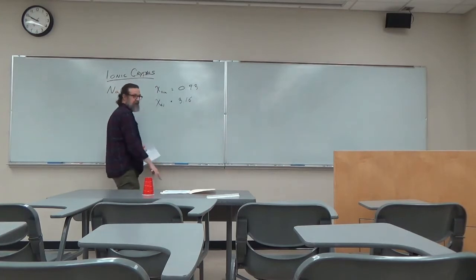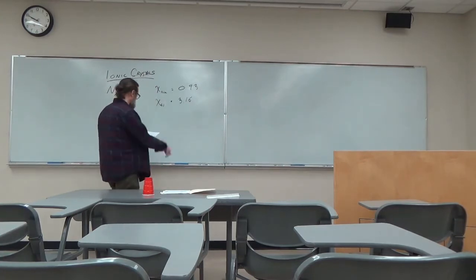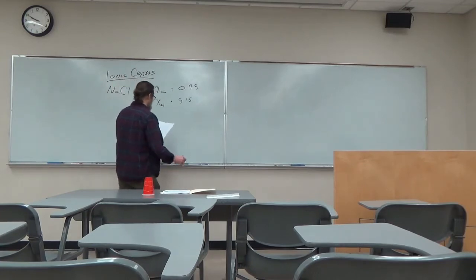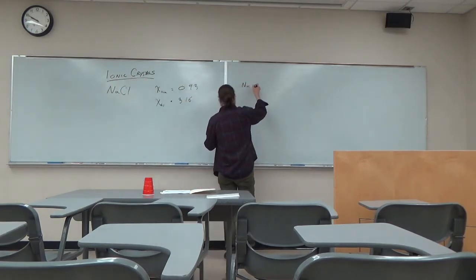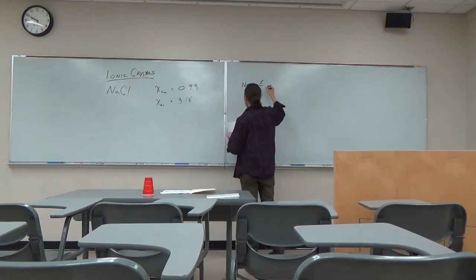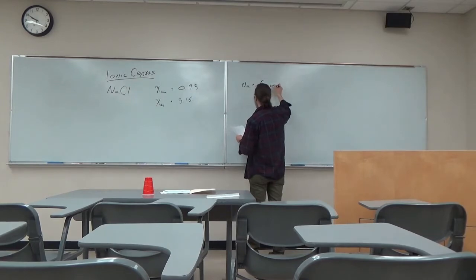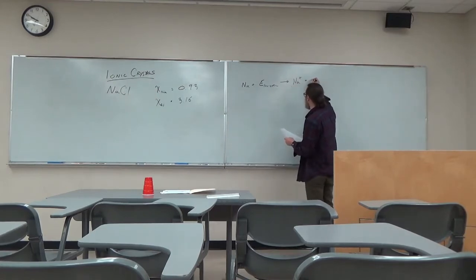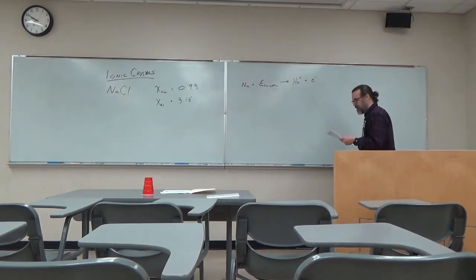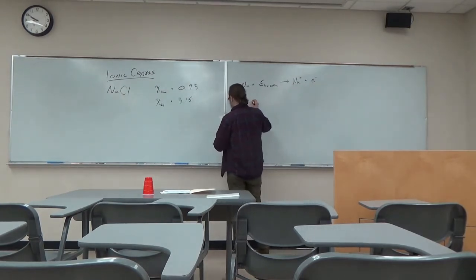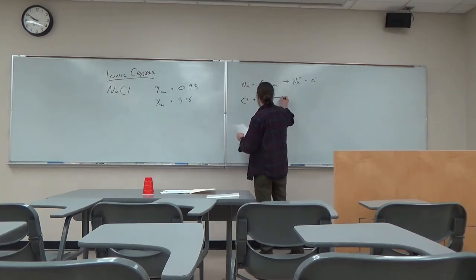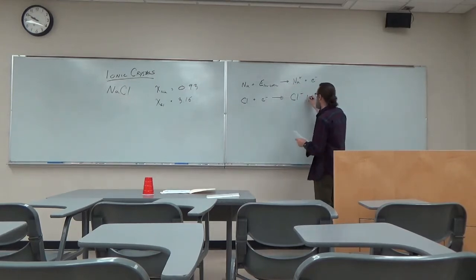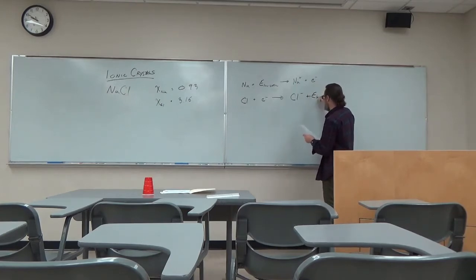so you don't want to mix Mulliken and Pauling electronegativities. But let's take these and Na, plus the energy of ionization, will produce an ionized sodium and an electron that's available. If you take chlorine plus an available electron, you will get a chlorine ion plus the energy of electron affinity.